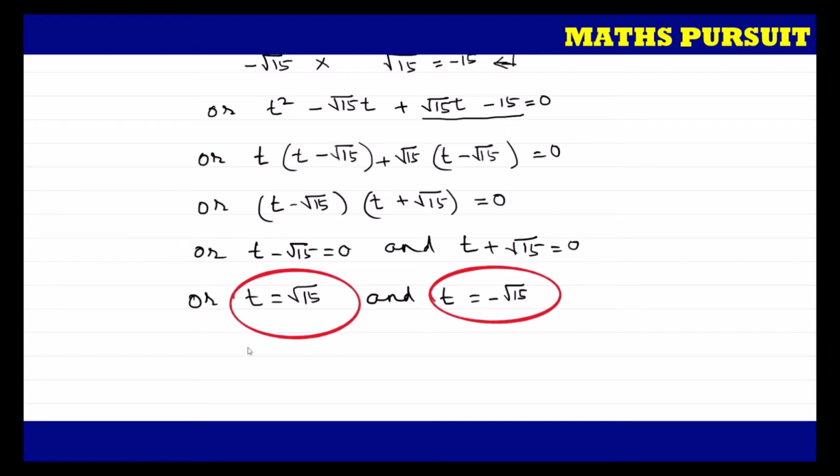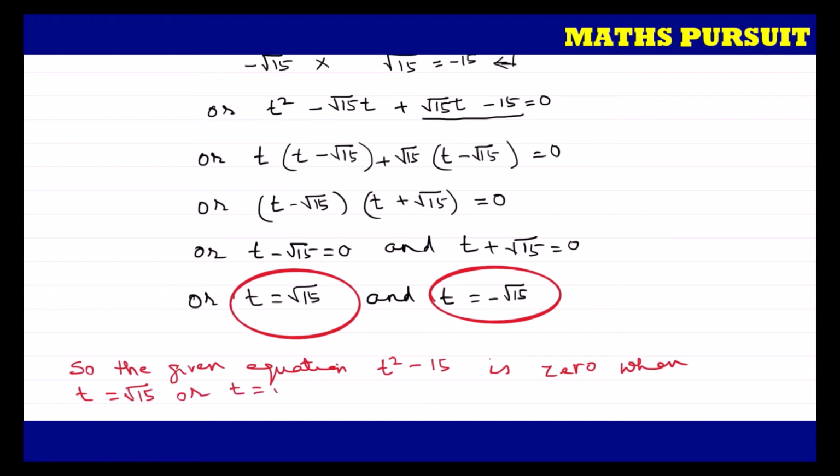And we can put our concluding answer saying that the given equation t to the power 2 minus 15 is 0 when t is equal to root 15, or t is equal to minus root 15. These are the two things.